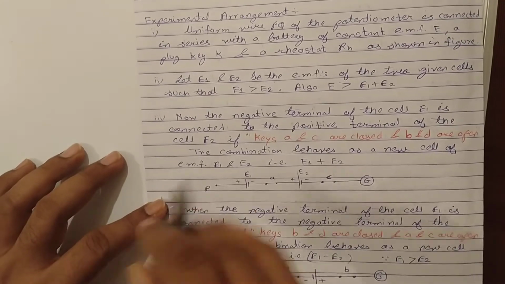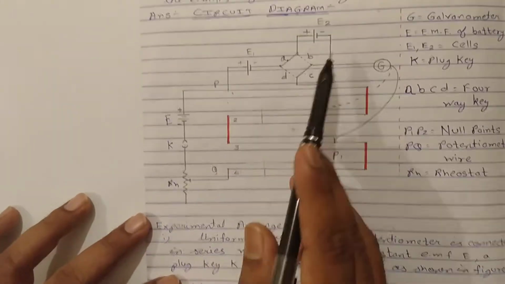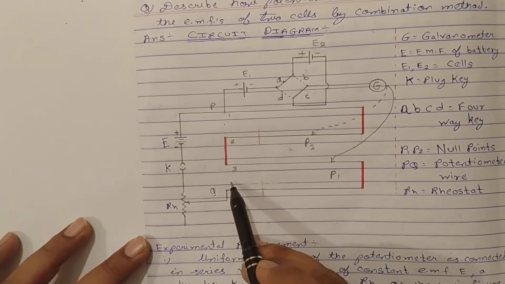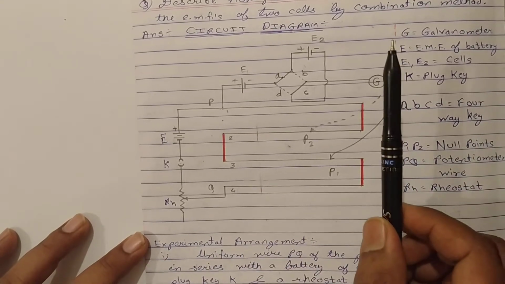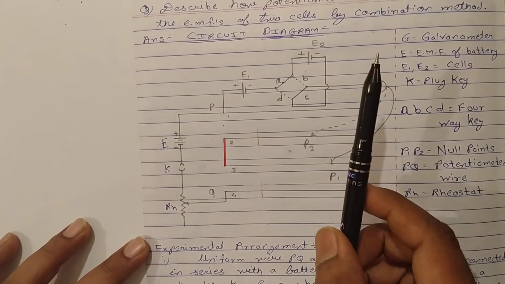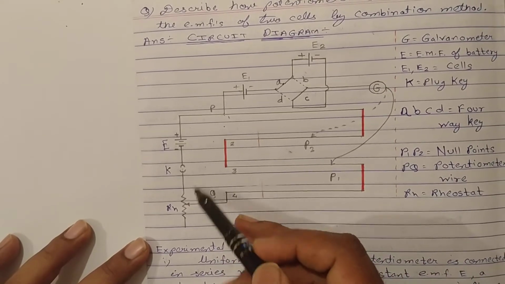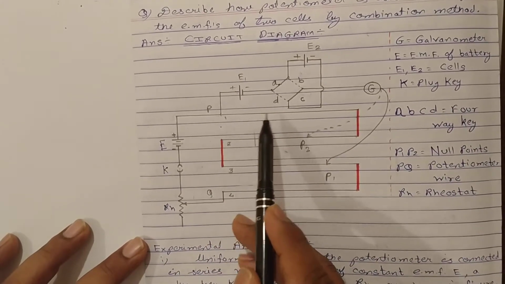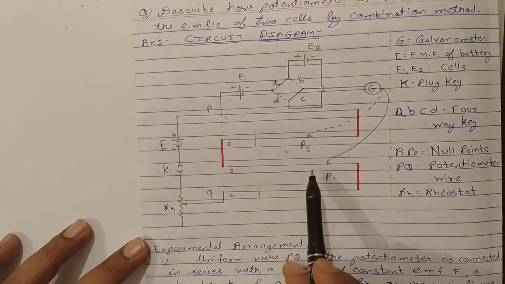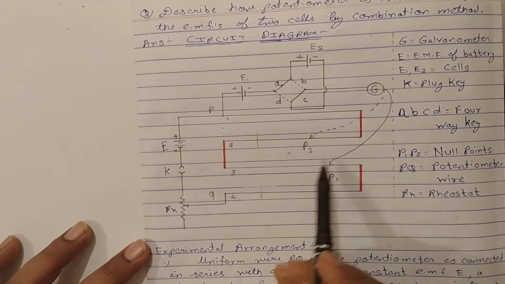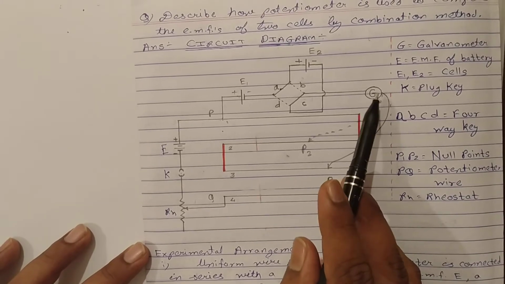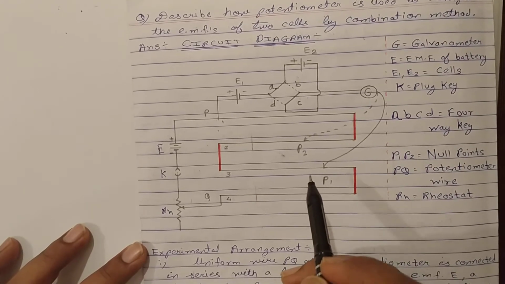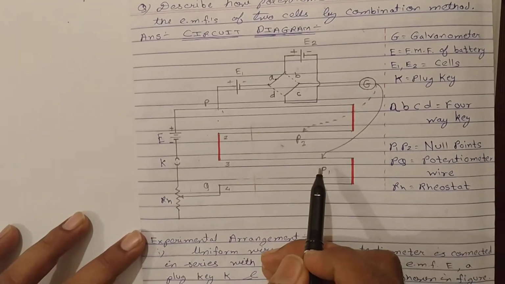Students, same thing, once you get E1 plus E2, then I am going to connect this jockey to the points P and Q in such a way that you will get extreme left and extreme right deflection. If you don't get it, adjust the rheostat. Once you get extreme left and right deflection, then start sliding the jockey on the wire PQ till you get the point P1. P1 is that point where galvanometer will show zero deflection. Means it is the balancing length you got between P and P1.